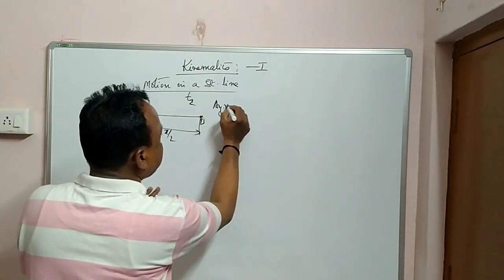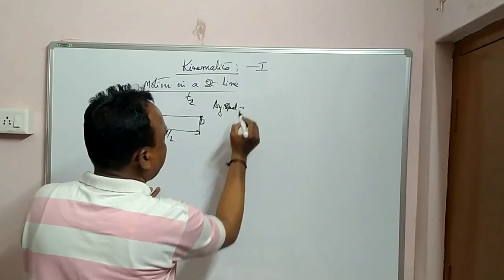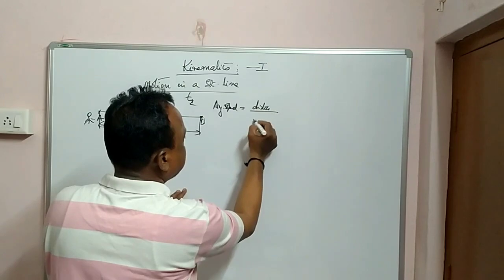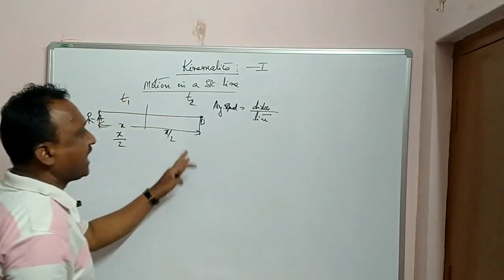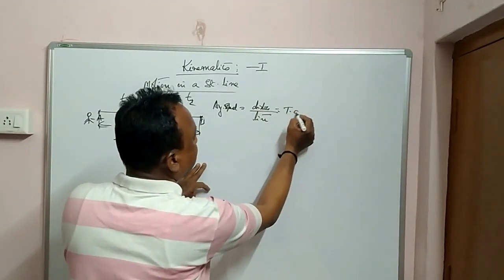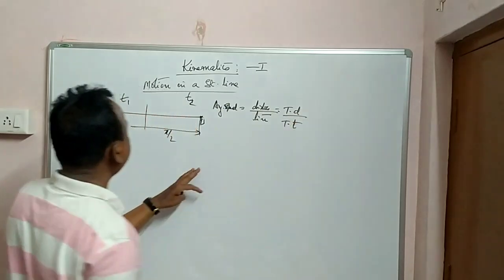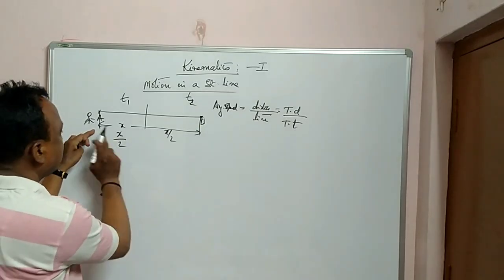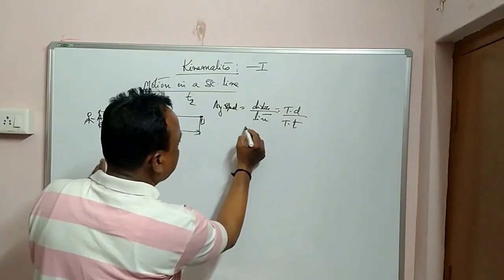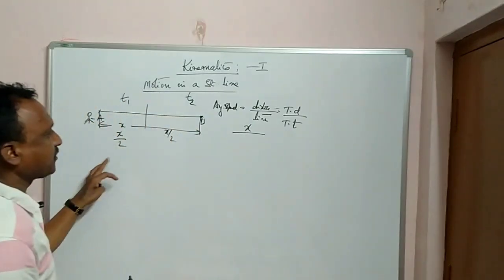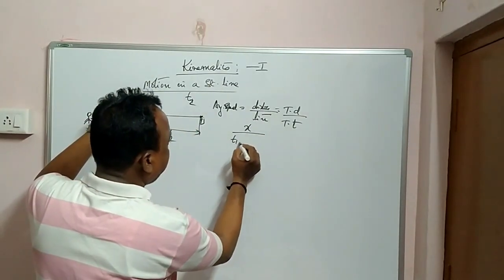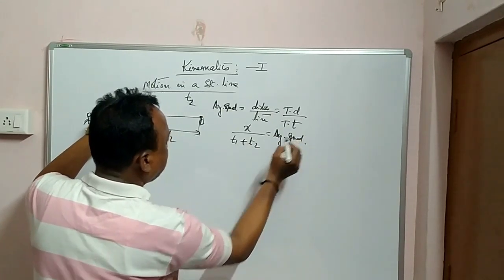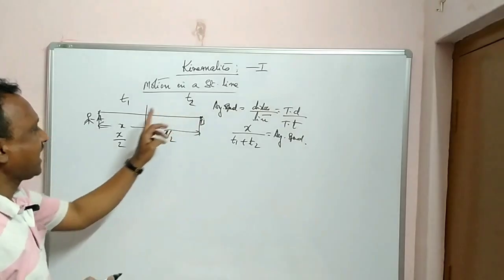Now what is average speed? Average speed means distance by time, total distance by total time. So let us calculate the total distance. Total distance is constant from A to B, how much? x. So total distance by total time. How to get total time? Total time here means t1 plus t2. This will become average speed. But we don't know what t1 and t2 are. How will we calculate t1?